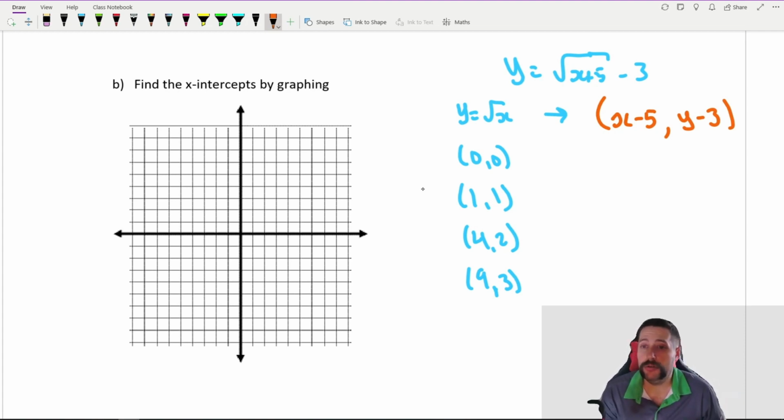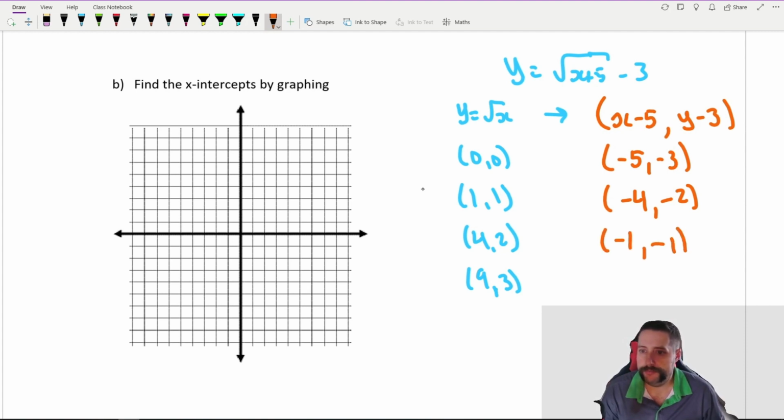Okay, so instead of it being at 0, 0, it's now at negative 5, negative 3. Instead of it being at 1 and 1, okay, it's at negative 4 and negative 2. Okay, next you have is at negative 1 and negative 1. 9 and 3. Okay, so that's going to be at 4 and 0.